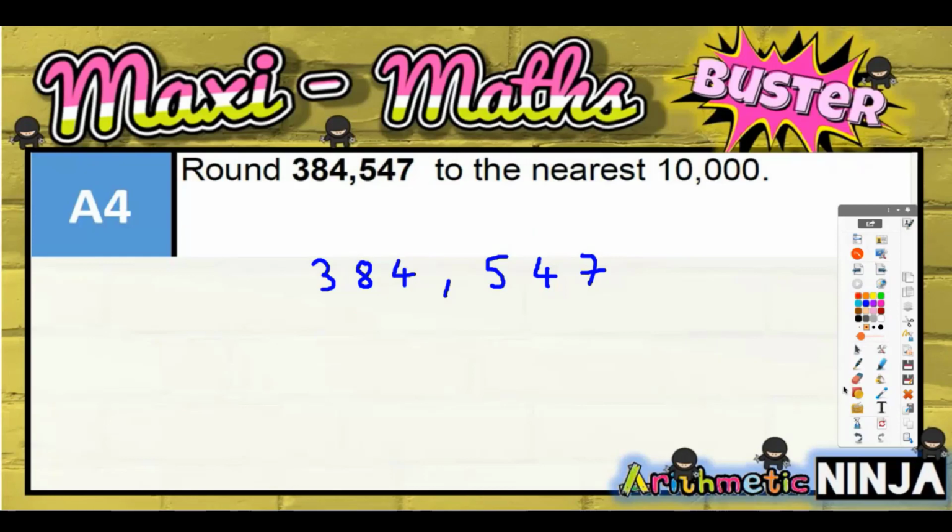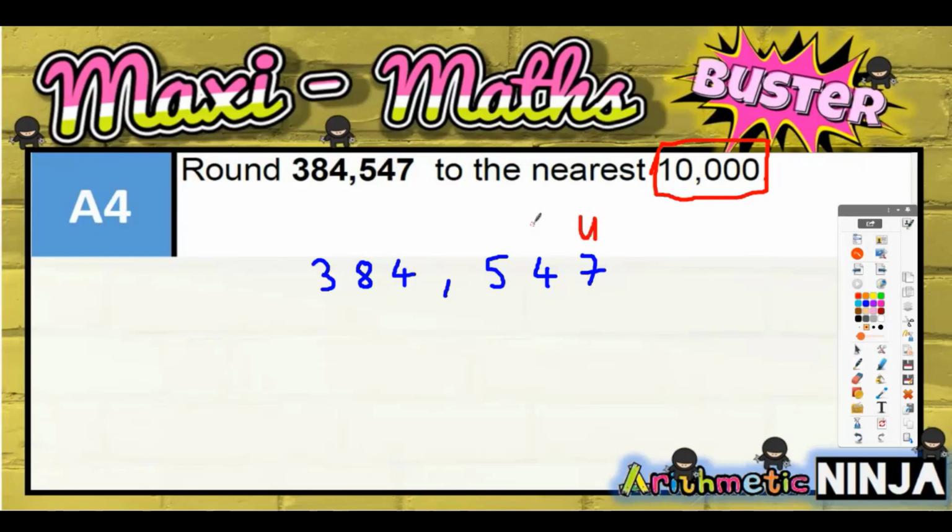Question 4. Round 384,547 to the nearest 10,000. When you're rounding, what you need to do is identify which column contains the crucial digit. So if we're going to the nearest 10,000, we need to know which column is the 10,000s column. So putting the column headings in is going to help.